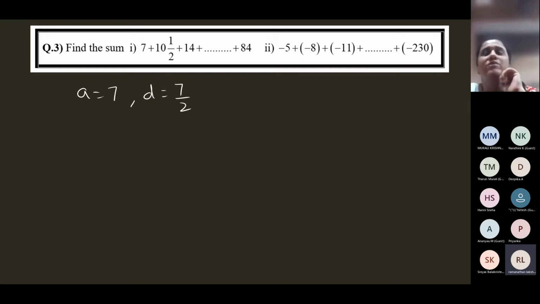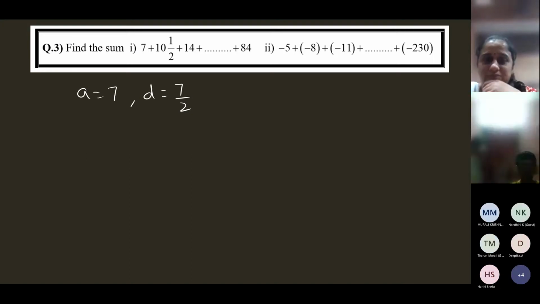So now imagine there are people standing in a queue. Okay, so now these numbers are in a queue. 7 is in the first place. Behind that there is 10 and a half. Behind that there is 14. Behind that some other number. Just imagine that these numbers are standing in a queue. And 84 is the last number in the queue.